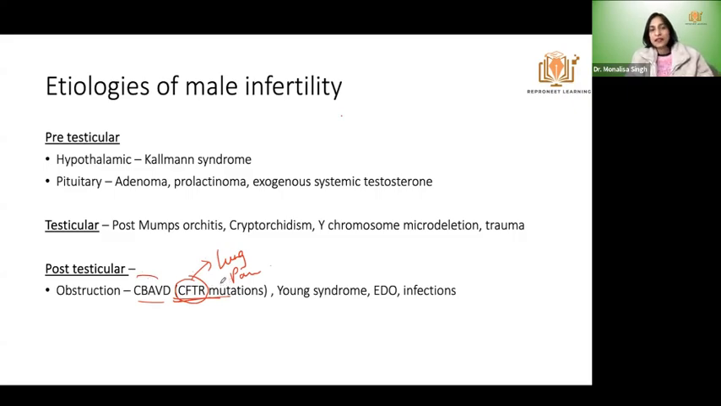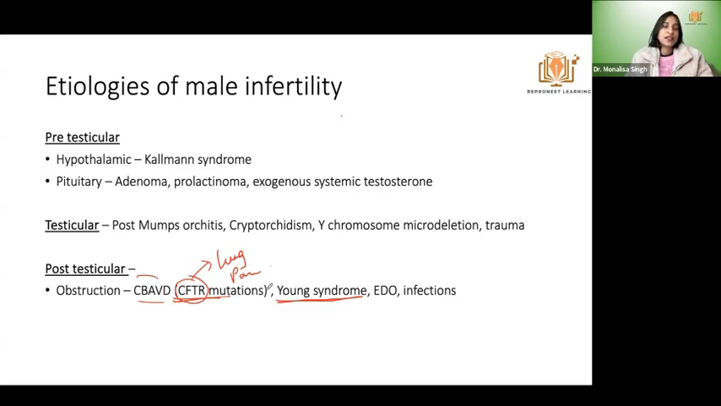Spermatogenesis is normal in the testicles. Hormone levels, that is why, are normal. But sperm is not entering into the urethra for ejaculation. Young syndrome, again, is something to do with movement of the cilia so that mucus secretions get plugged.